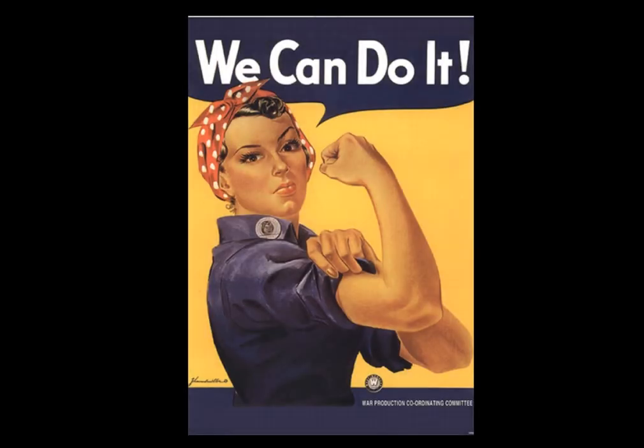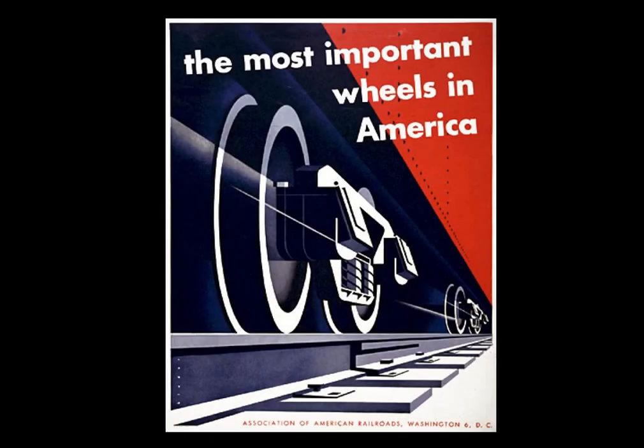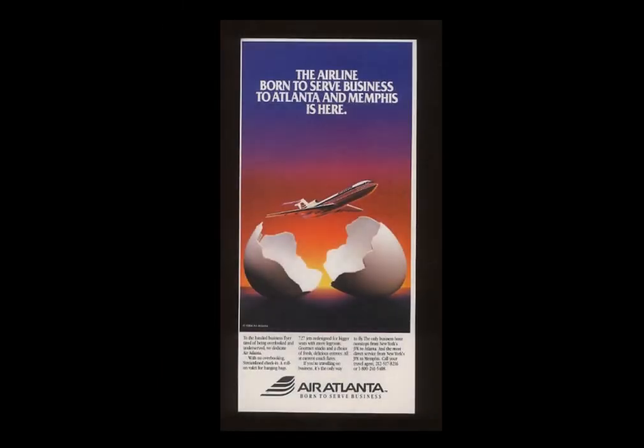In this well-known 1942 poster by J. Howard Miller for the War Production Coordinating Committee, the headline is first, there's a graphic, and the War Production Coordinating Committee is very small as a signature at the bottom. This 1952 graphic poster by Joe Binder for the Association of American Railroads has prominent headline and graphic and small signature at the bottom. This is a 1984 ad for Air Atlanta. Again, we see a headline, a graphic, body copy, and signature.